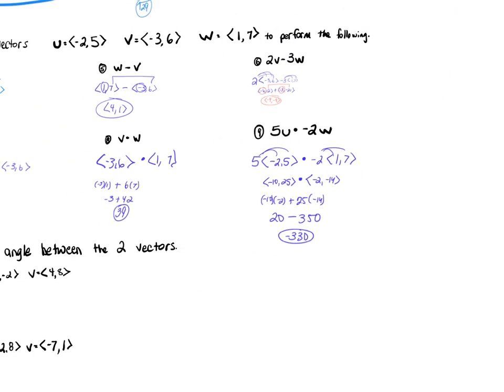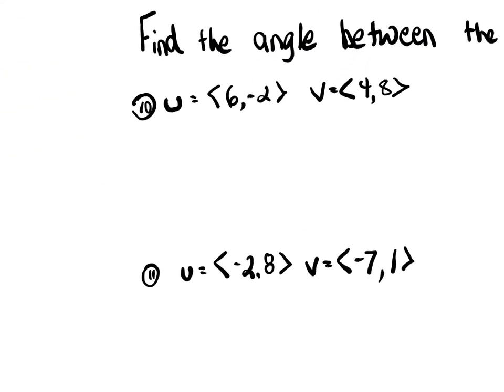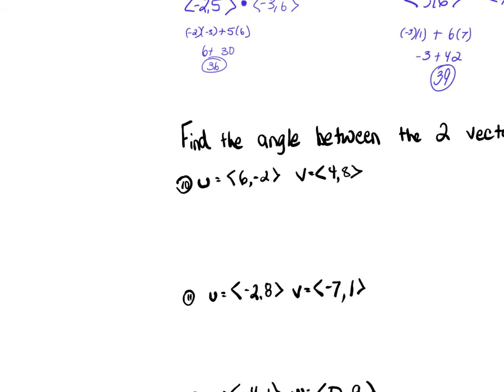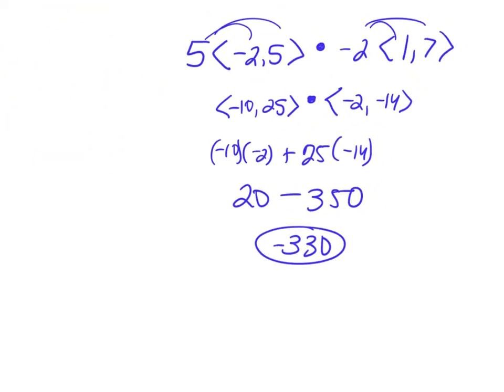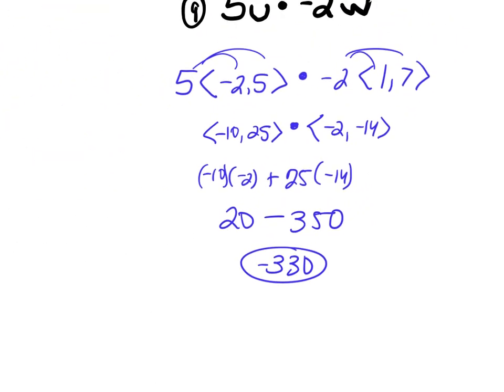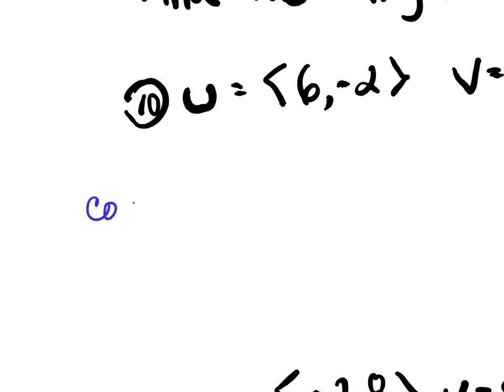All right, you guys will not be given this next formula. You're going to find the angle between two vectors. Guys, in order to find the angle between the vectors, remember it's cosine of theta.